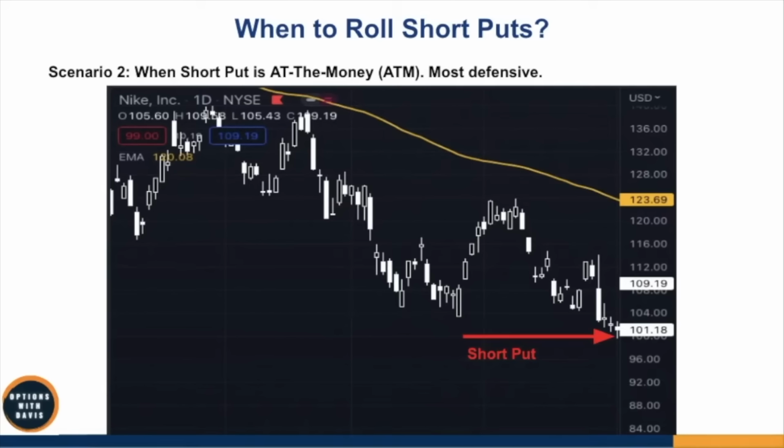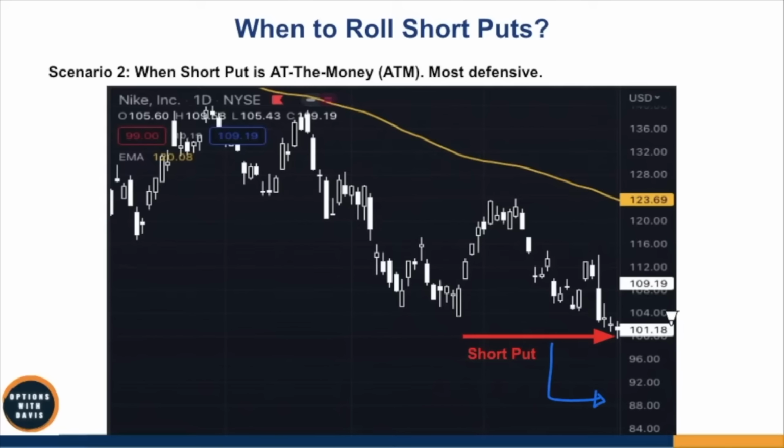Now the next scenario is when the short put is at the money. This is the most defensive, right? You most likely do not want the put to have any chance of getting assigned. So in this case, you wait until the stock price reaches your strike price and then you start to roll. Most likely you'll be rolling out and rolling down to a lower strike price. This is the most defensive and also the one where you have the least chance of getting assigned.